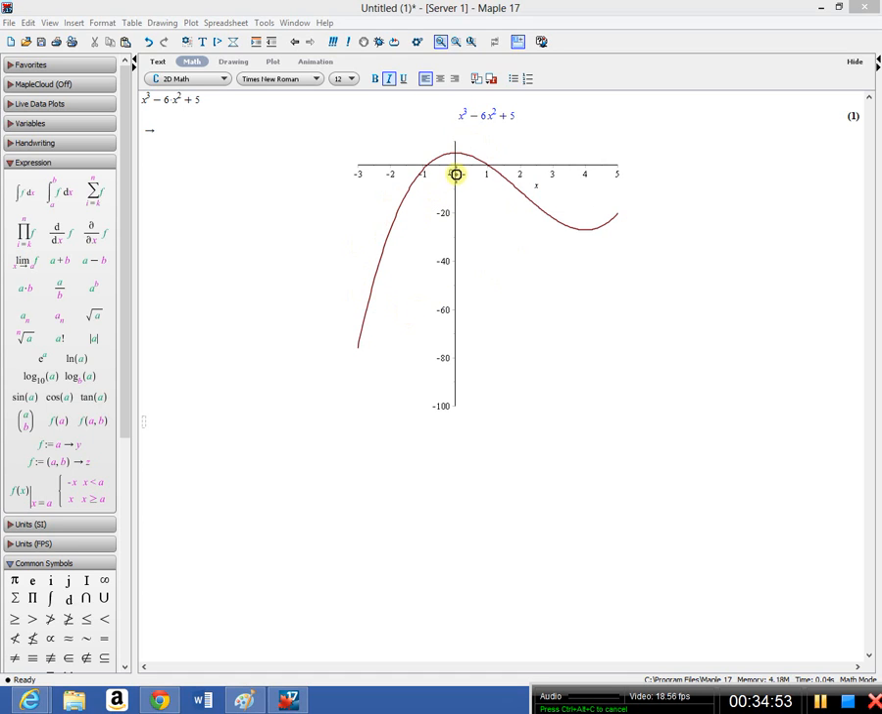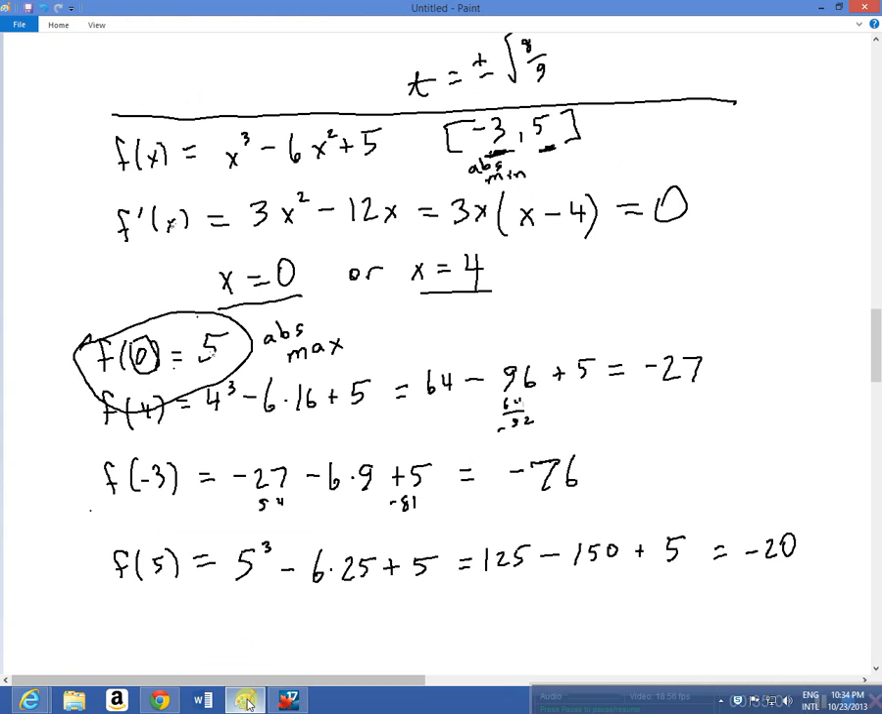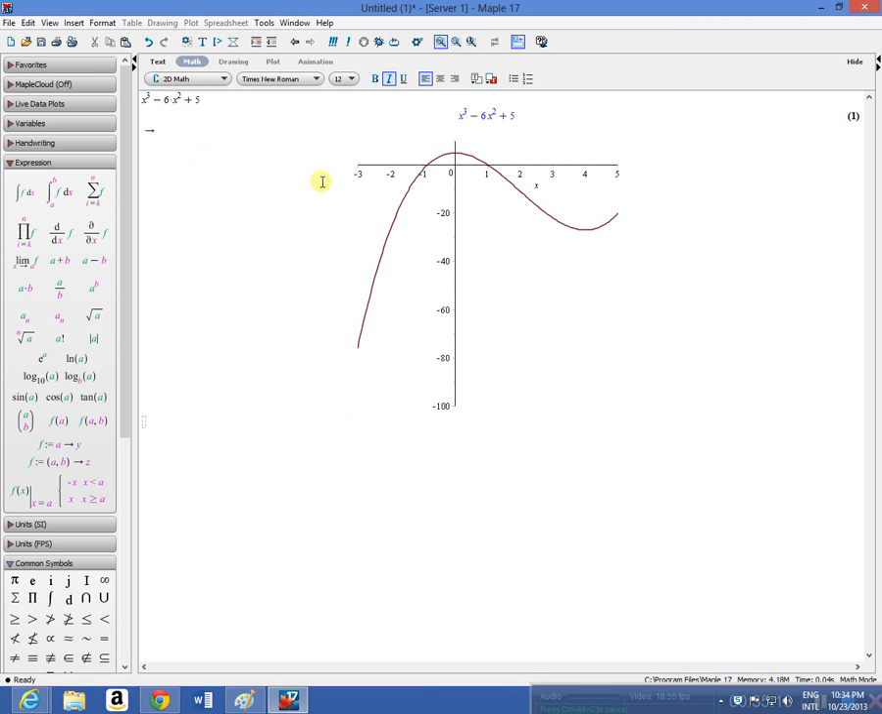From this graph, you can see the absolute max is at 0, and the absolute min is at -3. So if we flip back to our work, that's what we have here. Our absolute min is at -3, and our absolute max is at 0. Now, we did that without drawing the picture at all, but we can verify, if we look at Maple, that that's what's going on in this particular example.